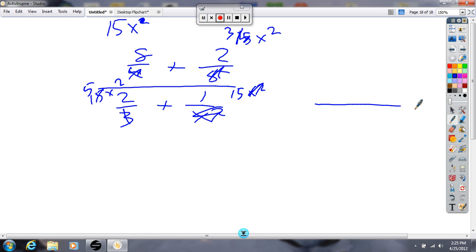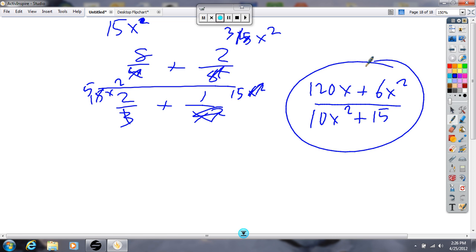Now watch. What's left? 8 times 15x. It's 120x plus, keep the sign, 2 times 3, 6x squared. 2 times 5, 10x squared plus, keep the sign, 15. What's your answer? Now, can I factor any of this? Yes, I can factor this and this. Will anything reduce? No. I can take an x out here.